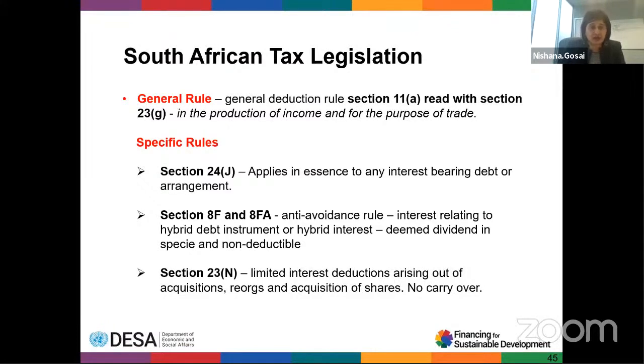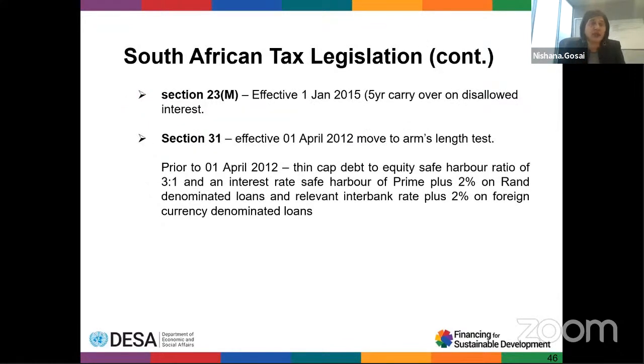And then we've got a multitude of specific rules. We've got rules that apply to all interest-bearing debt arrangements. We've got anti-avoidance rules relating to hybrid debt instruments and hybrid interest. Then we've got interest limitation rules out of reorganizations. And on the next slide, Ilka, we have got rules on related party borrowings. And then we've got the arm's length test.